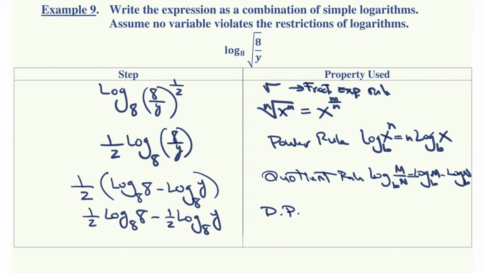And the last thing we want to do is go ahead and remember this rule, that if you have the log base b of b, that equals 1, for obvious reasons, right? Because b to what power gives you b? That would have to be 1. So we can replace log base 8 of 8 with just 1. So we get 1/2 times 1. This becomes 1. So that's just 1/2 minus 1/2 log base 8 of y.